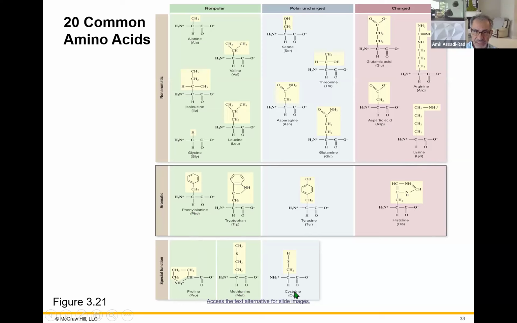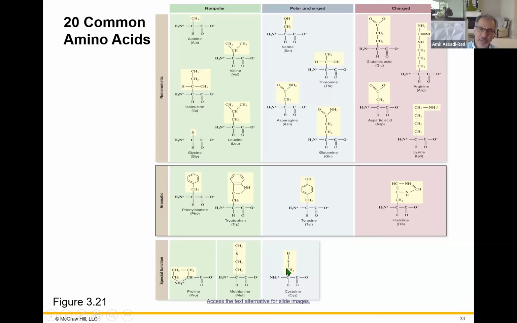methionine, and cysteine. There are 2 amino acids, you guys, that have sulfur. One of them is methionine. Look, the sulfur. But it usually does not react with other molecules. But this one, cysteine, reacts. The sulfur forms a disulfide bond with another molecule, possibly another cysteine.